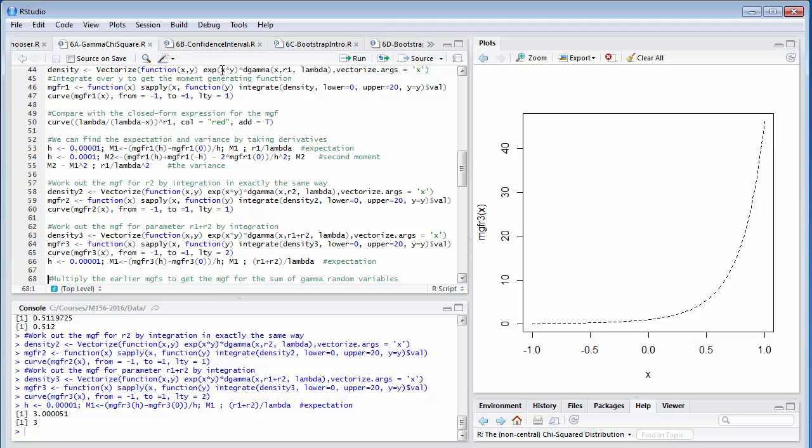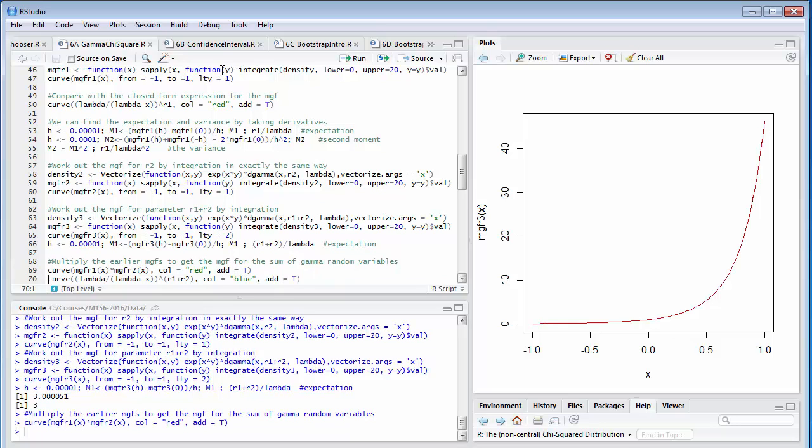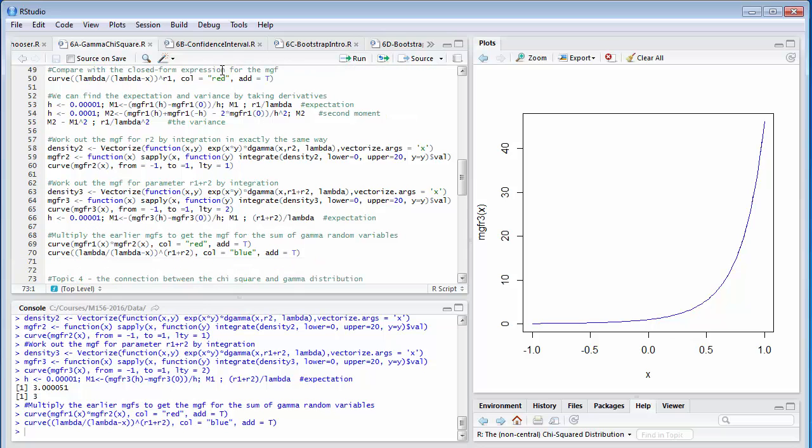But now, for the fun of it, let's multiply our earlier moment generating functions together and plot the moment generating function for parameter r1 multiplied by the moment generating function for r2. And not too surprisingly, it overwrites the curve I just plotted. And furthermore, if I take lambda over lambda minus x and raise it to the r1 plus r2 power, that's another way of getting exactly the same moment generating function.